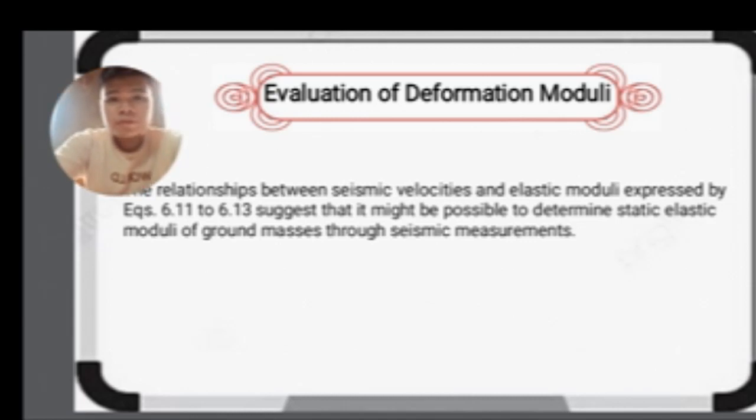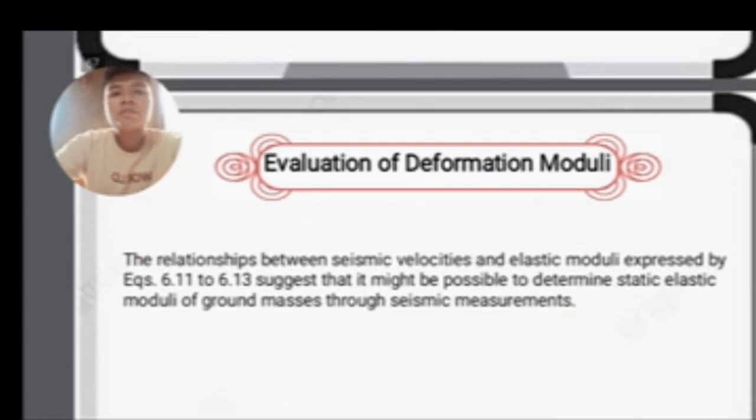So, good afternoon to all, especially to you, ma'am. I am Eric Jr. Esperat, and I am reporting on the evaluation of the formation moduli. In the first slide, the relationship between seismic velocities and elastic moduli expressed by equations 6.11 to 6.13 suggests that it might be possible to determine the static elastic moduli of ground masses through seismic measurements.